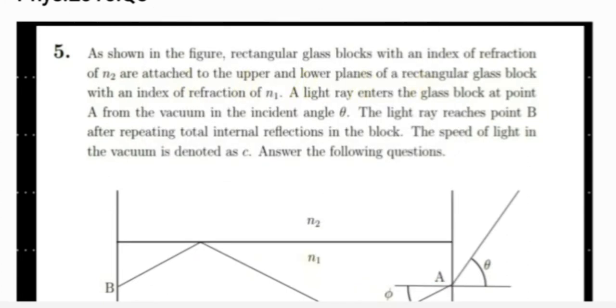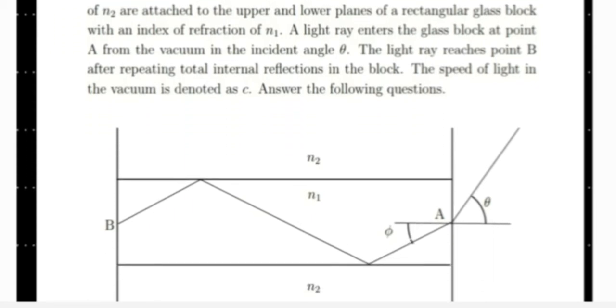A light ray enters the glass block at the point A from the vacuum. In the vacuum, you need to remember that the index of refraction is 1. With the incident angle theta, the light ray reaches the point B after repeating a total internal reflection in the block. The speed of light in the vacuum is denoted as c. Answer the following questions.